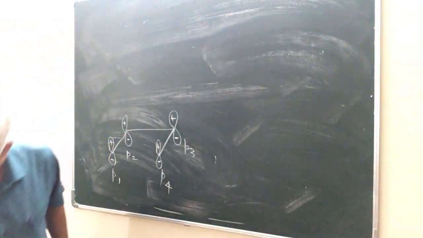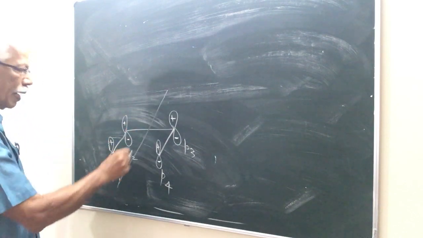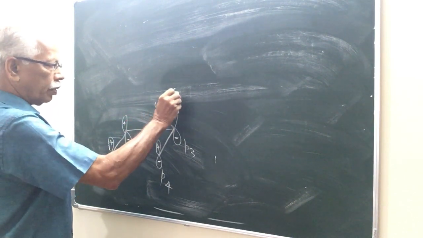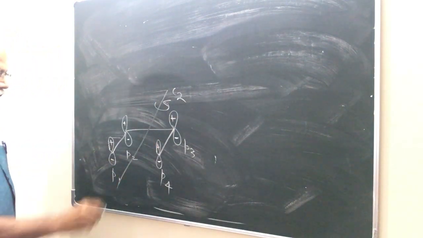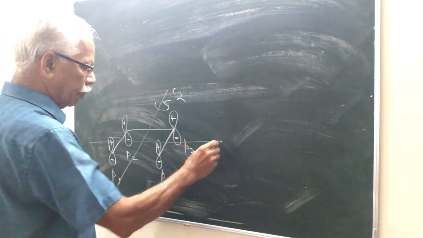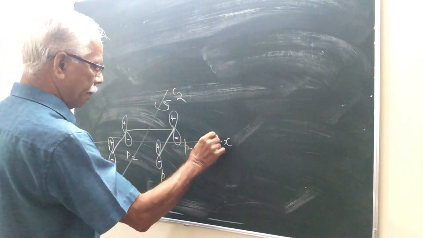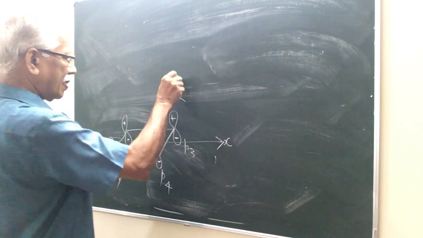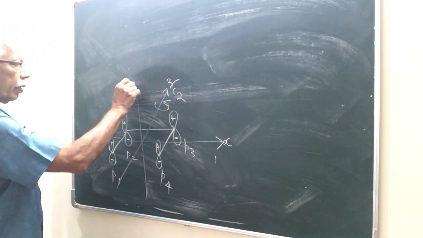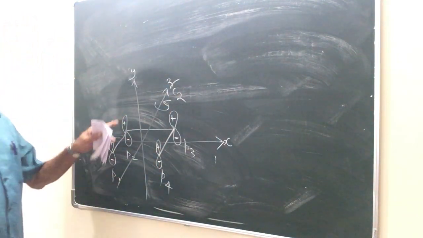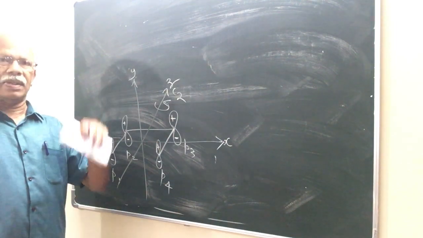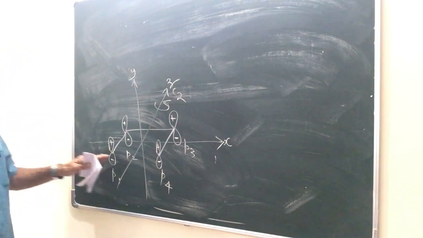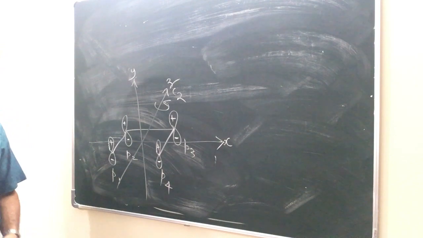This belongs to C2V group. This is the principal axis, C2, and the molecular plane is the XZ plane. This is the y coordinate or y axis. Molecular plane is XZ plane.